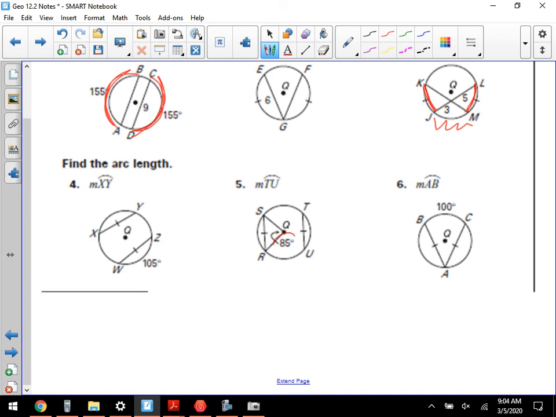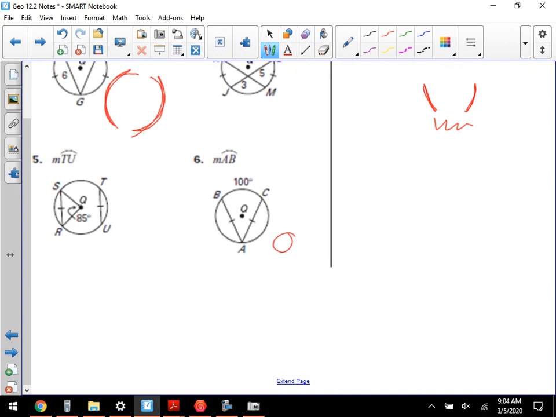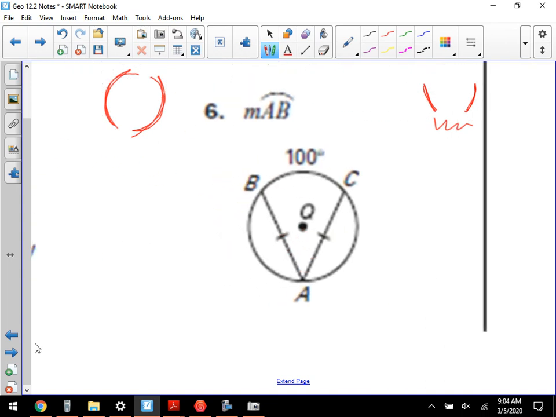5, they're giving you central angle. Central angle hits an arc. If the angle is 85, what's your arc? 85. Therefore, what's the other arc? There you go. This one is a little bit trickier. 6 is the trickiest, I think, on this first bunch that we look at.